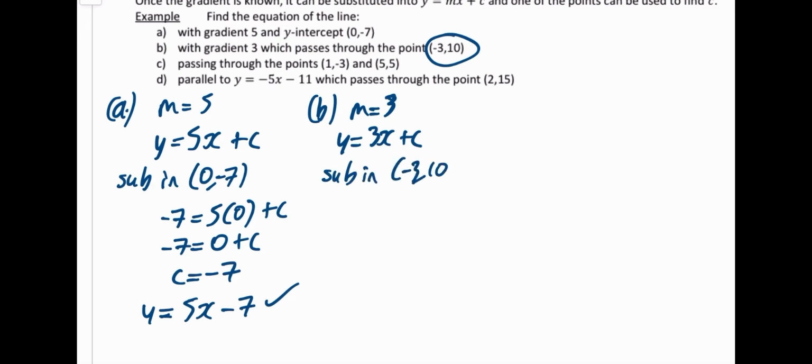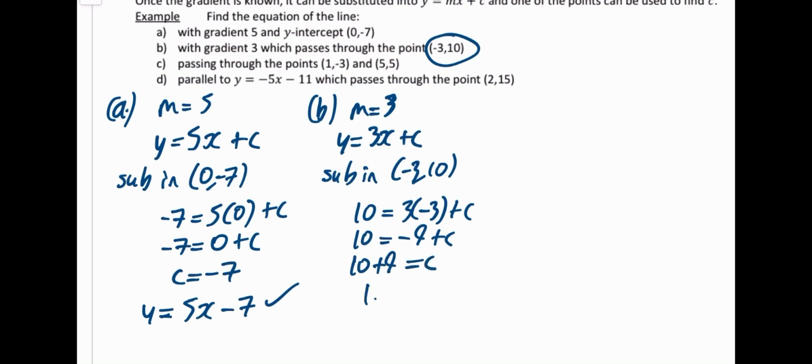minus 3, 10. So that means 10 is equal to 3 times minus 3 plus c, which means 10 is equal to minus 9 plus c. Bring that minus 9 across, you'll have 10 plus 9 is equal to c, so 19 is equal to c. And again, rewrite your equation. y is equal to 3x plus 19.